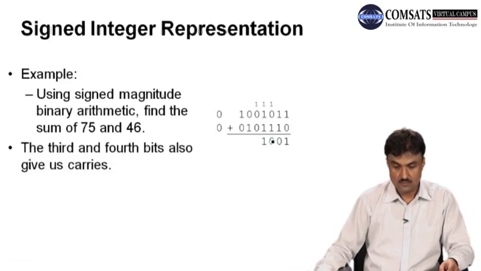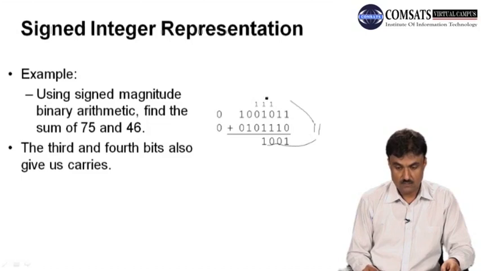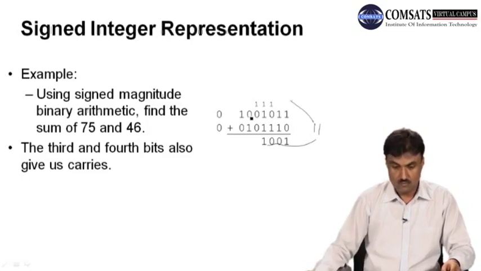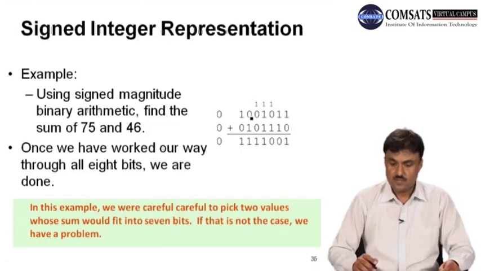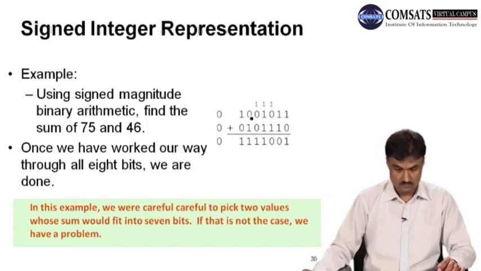We continue performing this, and at this point we are adding 1, 1, 1. These three ones equal 3, which is 11, so one will come here and another one will come here as a carry. The next one we will perform the rest, and this is the result. Once we have worked out our way through all these digits, that will be the result.